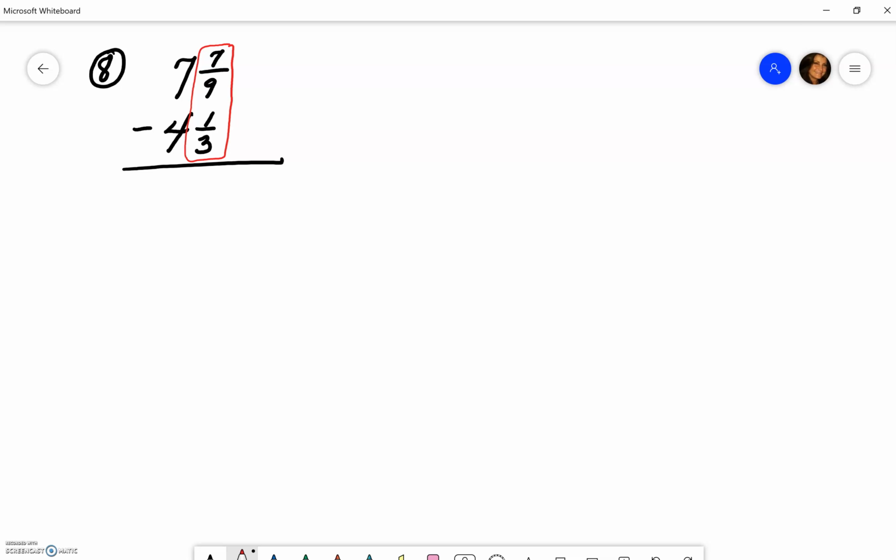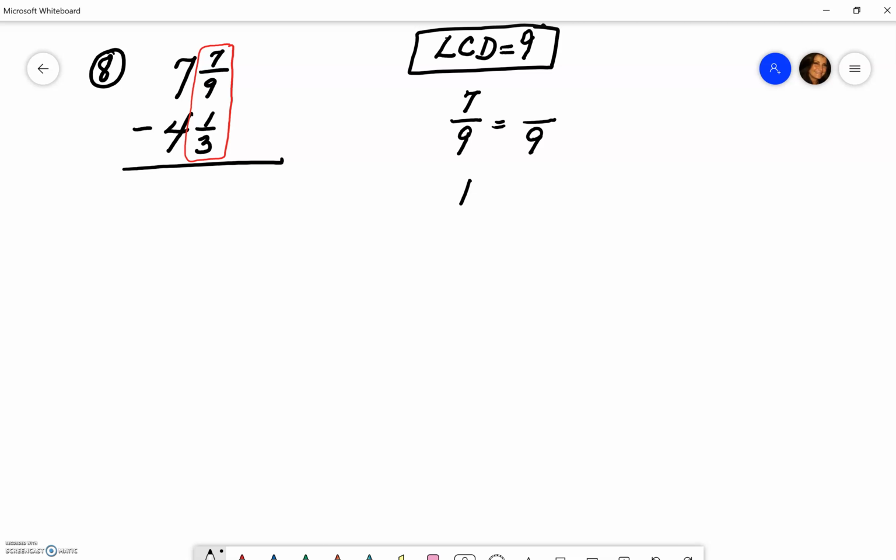numbers. And if you look at them, we don't have the same denominator, so they're not like fractions, so we have to come up with our lowest common denominator. And hopefully you're starting to get the hang of this, and then you can maybe see immediately that 9 is the lowest common denominator. Now we're going to set it up to get our equivalent fractions with the lowest common denominator of 9.